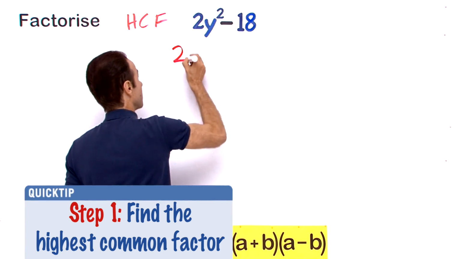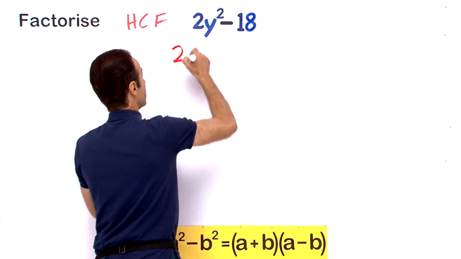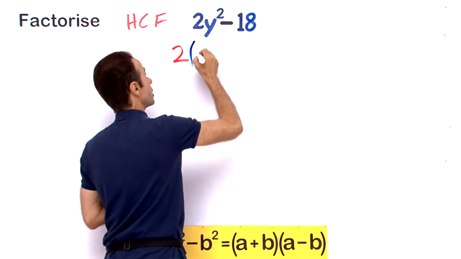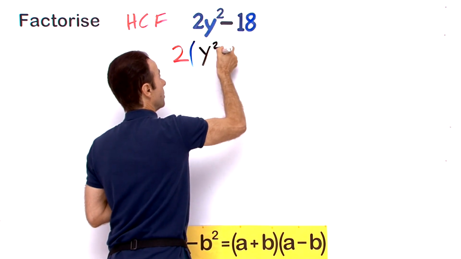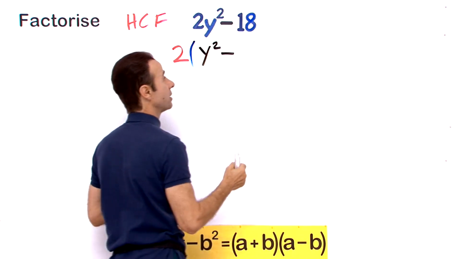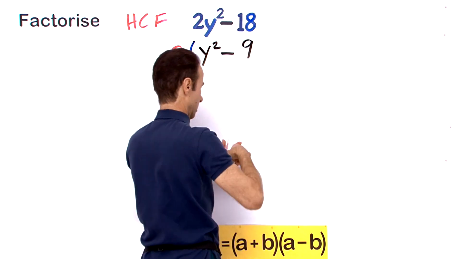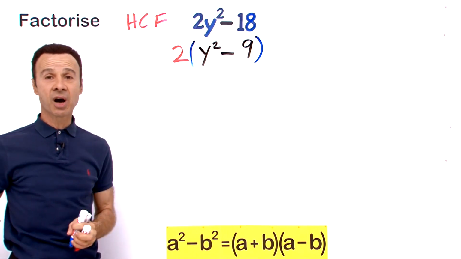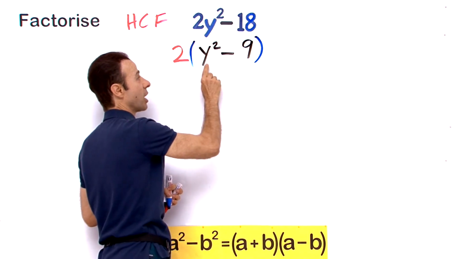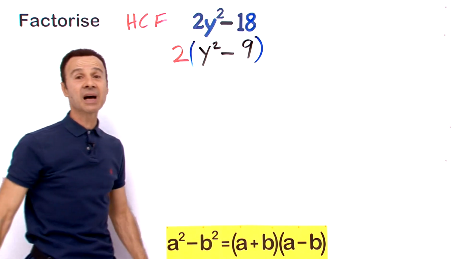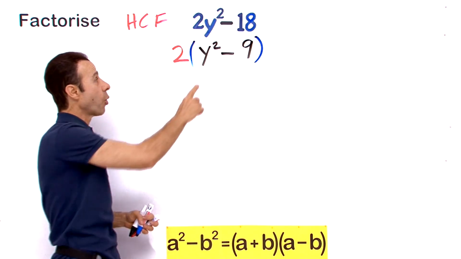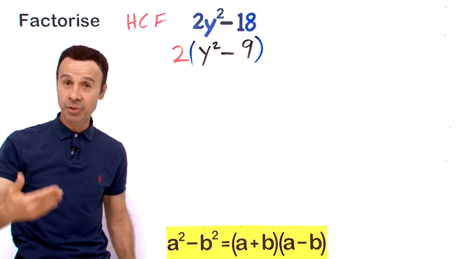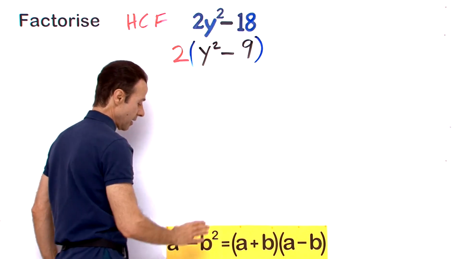So I'm going to take 2 out, and then I'm going to put inside the brackets: 2 times what gives me 2y squared? Well, it's y squared. Minus, 2 times what gives me 18? Well, it's 9. Okay, now we're getting somewhere. Now that we took the 2 out as the highest common factor, inside the brackets, y squared minus 9, both of these terms are square terms. y squared is squared, and 9 is a square number because if I square root it, you get 3. So now we can use this pattern.